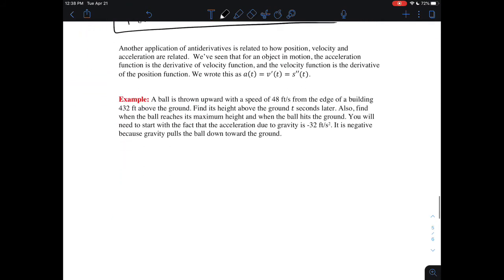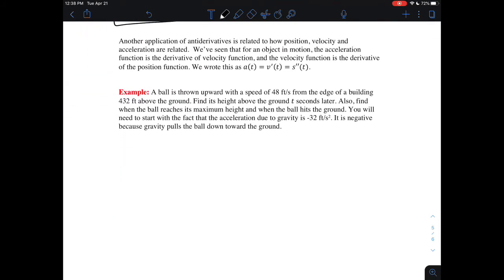All right, one final application of antiderivatives relates back to how position, velocity, and acceleration are related. We've seen before that for an object in motion, the acceleration function is the derivative of the velocity function, and the velocity function is the derivative of the position function. We can also put these all together and say this. Acceleration is the first derivative of velocity, and it's also the second derivative of position.